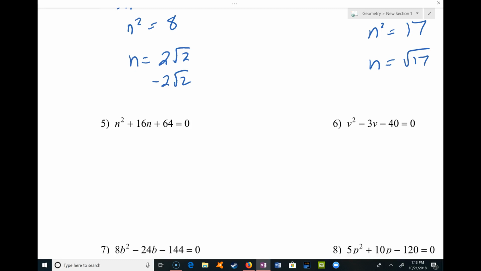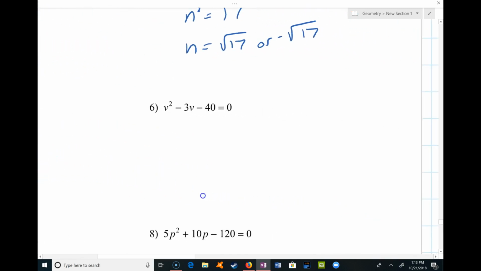Okay, so on this one, this looks like a job for factoring. I think I can factor this, so we'll go like that. It equals 0, that would be n, that would be n. Looks like maybe 8 and 8. Yep, 8 and 8. 8 times 8 is 64, and 8n plus 8n is 16n. So that means that n plus 8 equals 0, or n plus 8 equals 0, which is the same thing. So this is just going to have one answer, n equals negative 8.